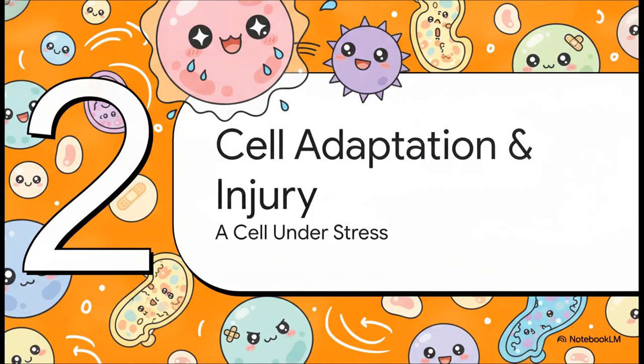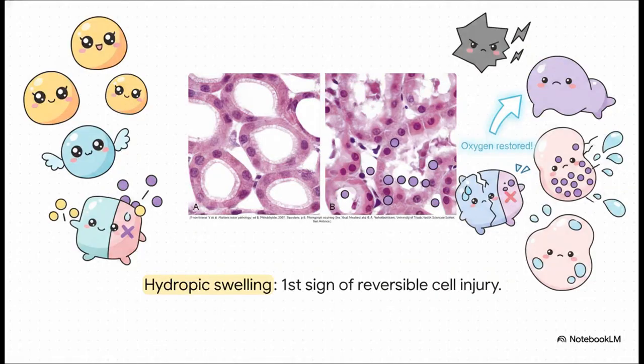Section 2. Cell Adaptation, Injury, Death. The Journey of a Cell Under Stress. Check this out. This is our very first red flag, reversible cell injury. When a cell gets stressed, say it's choking from a lack of oxygen, it stops making ATP. Without that energy, the sodium-potassium pumps just quit. Sodium builds up inside, and water immediately rushes in to follow it. It's kind of like a sinking ship taking on water. The result is hydropic swelling.